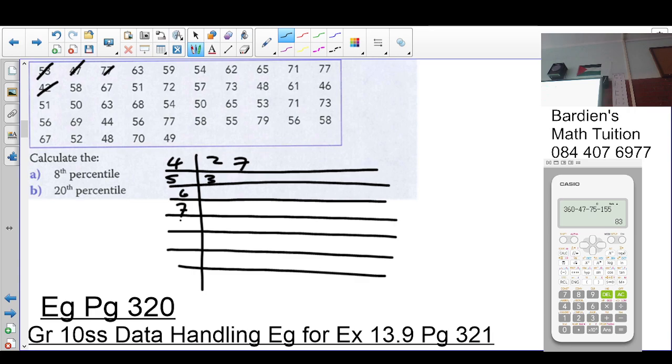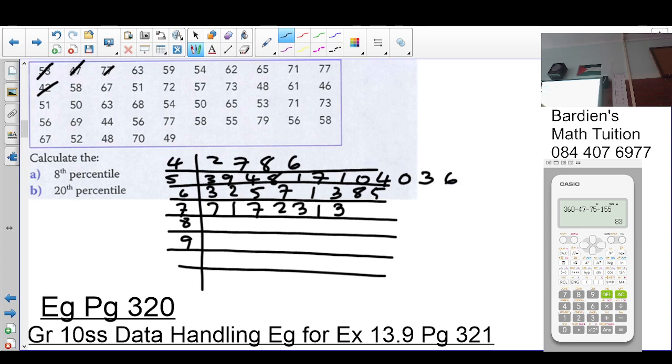Can somebody read for us? 77, 63, 59, 54, 62, 65, 71, 77, 58, 67, 51, 72, 57, 48, 46, 51, 50, 63, 68, 65, 53, 71, 73.